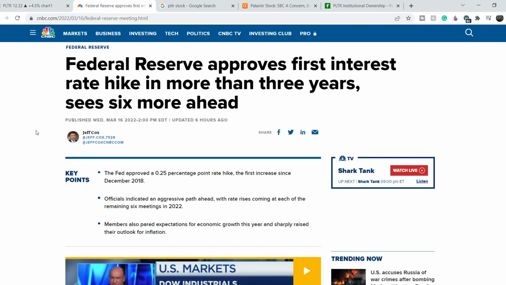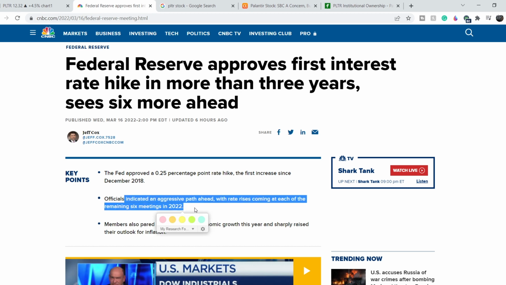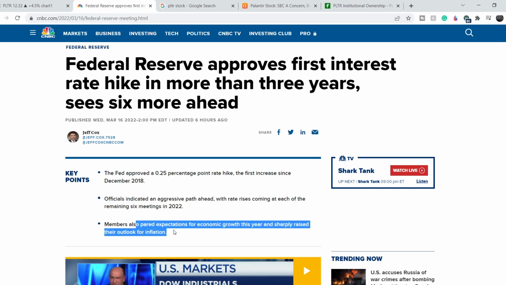Two days ago, on March 16th, we had this article titled "Federal Reserve approves first interest rate hike in more than 3 years, sees 6 more ahead." And let me quote you the bullets. The Fed approved a 0.25 percentage point rate hike, the first increase since December 2018. Officials indicated an aggressive path ahead, with rate rises coming at each of the remaining 6 meetings in 2022. Members also pared expectations for economic growth this year and sharply raised their outlook for inflation.